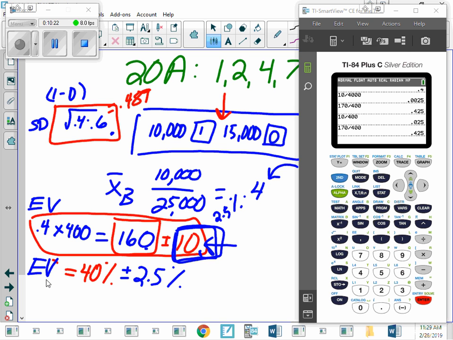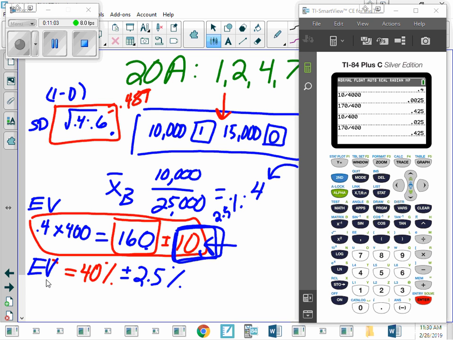Have you ever seen something like that before? We expect 40% with an error of 2.5%. What does that remind you of? We've talked about it. It sounds like election polling, right? Ashland is going to get 40% of the vote with an error of 2.5%. Okay?